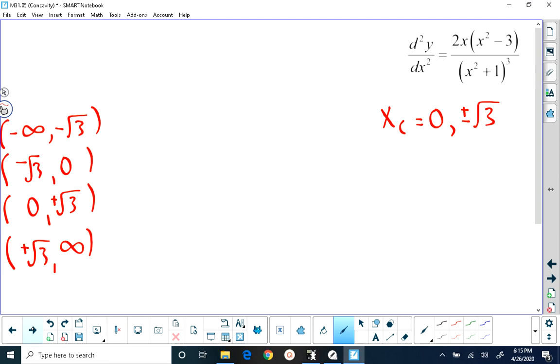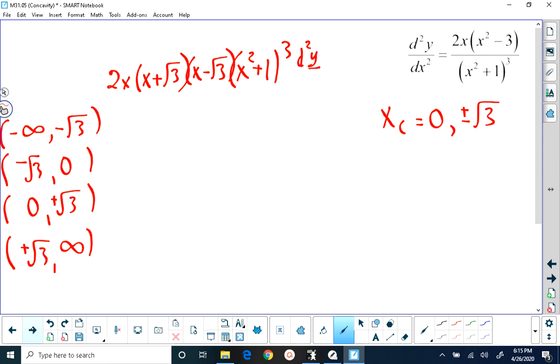Across the top, I'm going to put all of my factors, 2x, x plus root 3, x minus root 3, and then x squared plus 1 cubed. And again, I'm doing this so I can determine the derivative, which happens to be a second derivative, and I'm doing that so I can determine something about the graph of the function. So I'll fill in the numbers.